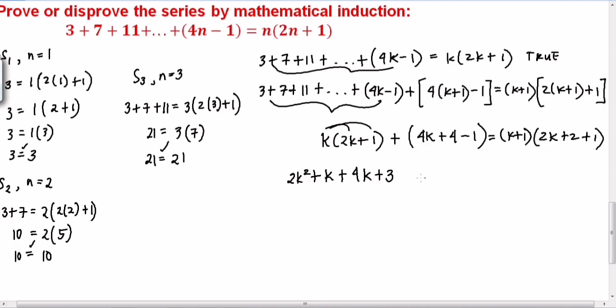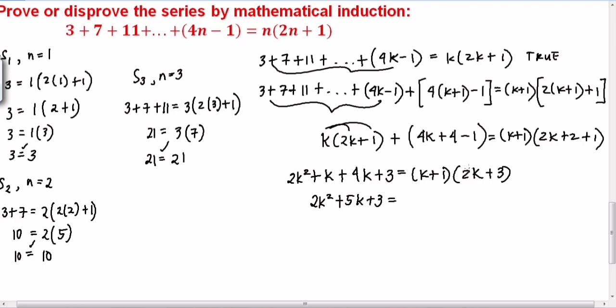Okay? So, 4k copy lang. Since similar tong dalawa, pagsamahin nyo na. 4 minus 1. Okay? Equals. So, dito, pagsamahin nyo muna to. So, k plus 1 times, ito, pagsamahin nyo na, since similar siya, 2k plus 3. Ayan, 2 plus 1 is 3. And then, combine similar terms. So, ito, magiging k plus 4k, that is 5k. So, 2k squared plus 5k plus 3.